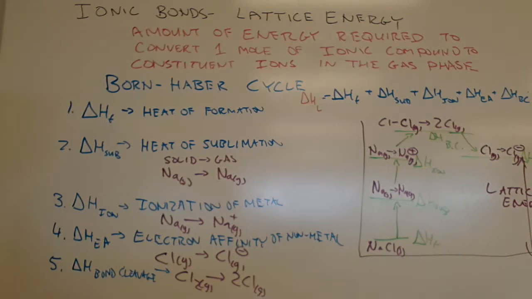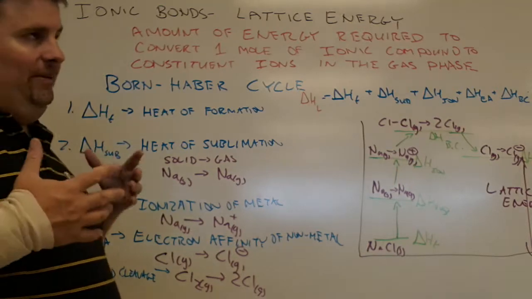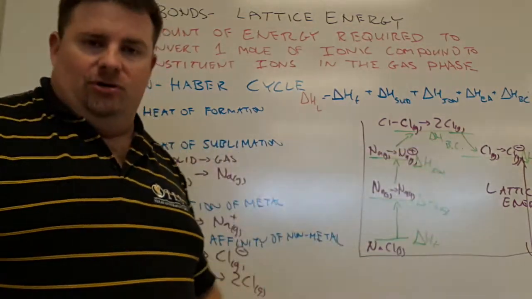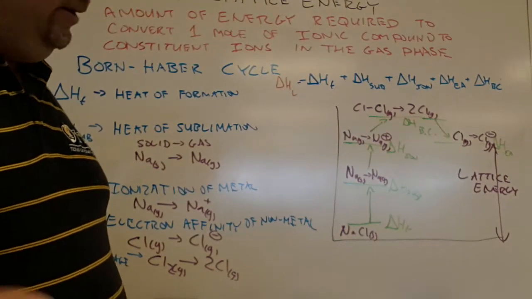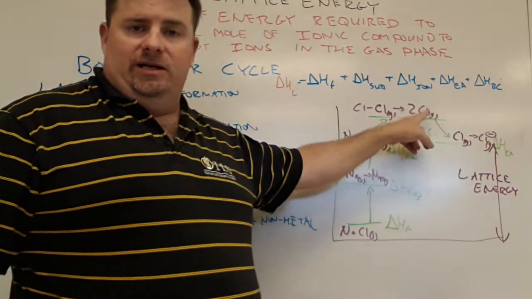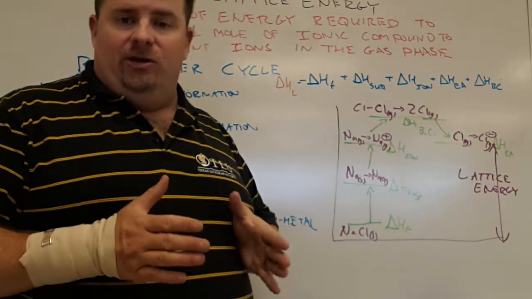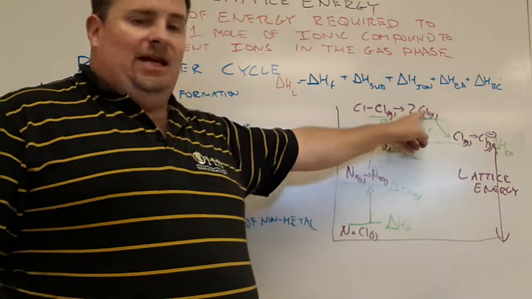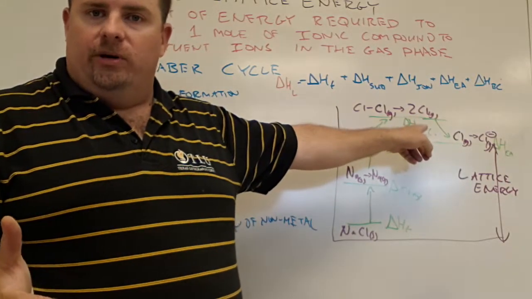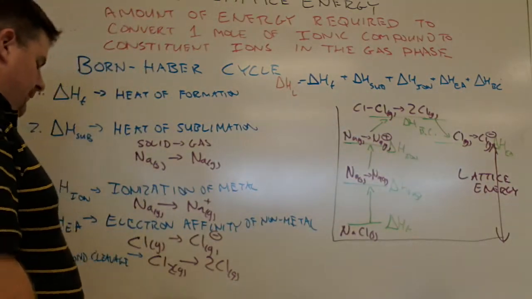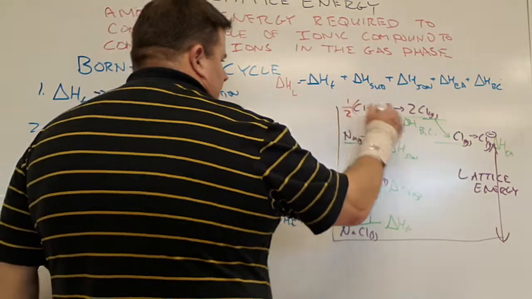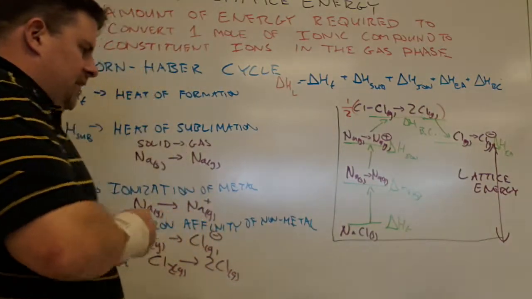Bear in mind that there are some things you're going to have to keep in mind. Notice that at this point I've used 2 chlorines to get the Cl2. Let me tilt this a little bit. I've used 2 chlorines to get the Cl2. In order to get that value, I've got to take half of that value. So say the value is 250. In this case, I've got to use half of that, or 125. So for sodium chloride, I'd have to use 1/2 of this value.